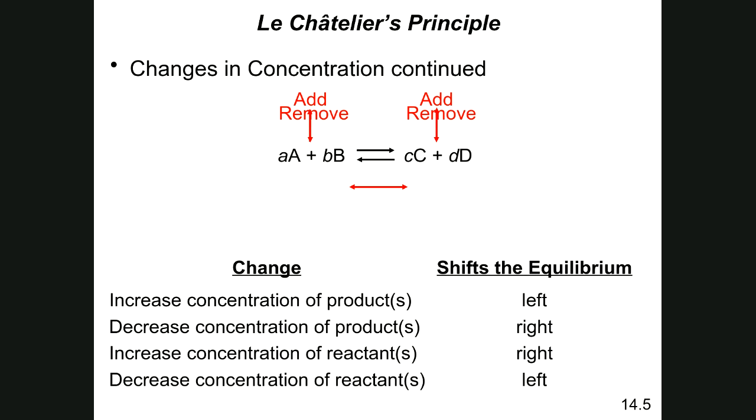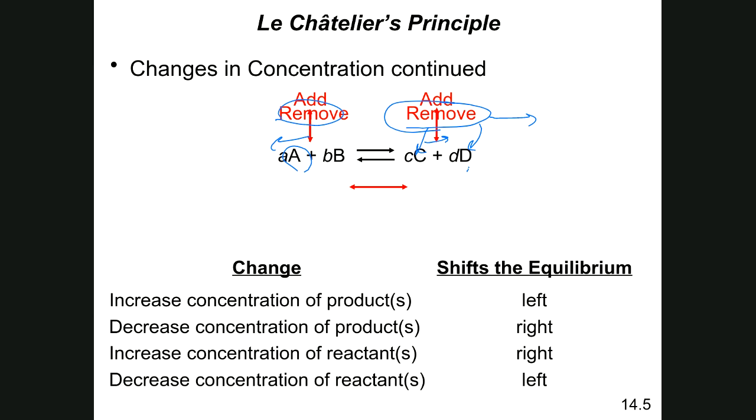If you add A, the reaction will go forward. If you add B, the reaction will go forward. If you add C, the reaction would go reverse. If you add D, the reaction would go reverse. Now, what happens if you remove D? If you remove D, then that means you don't have enough of the D, the reaction is going to go forward. If you remove C, the reaction has to go forward to produce more C. If you remove A, the reaction has to go reverse to produce more A.